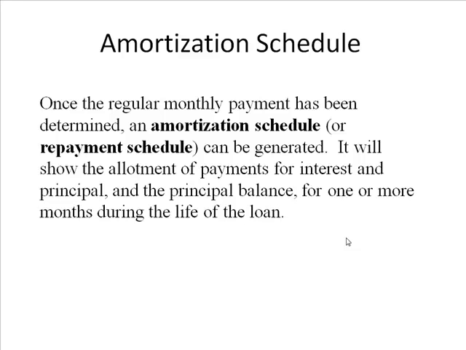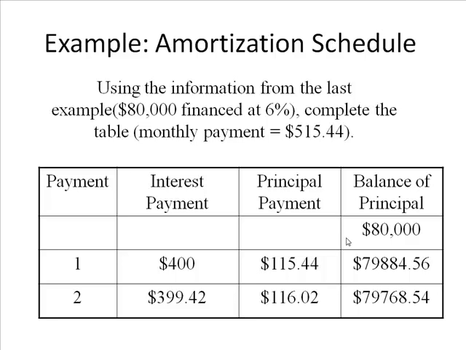Once we determine the regular monthly payment, we can create an amortization schedule. Now these are usually computer generated, but it's still important for you to understand how the values are determined. We'll use the information from our last example, $80,000 financed at 6%, and we'll complete the table knowing that the monthly payment is $515.44. Remember, in a fixed rate mortgage, your monthly payment will not change throughout the term of the mortgage.